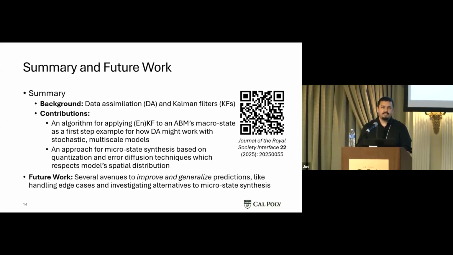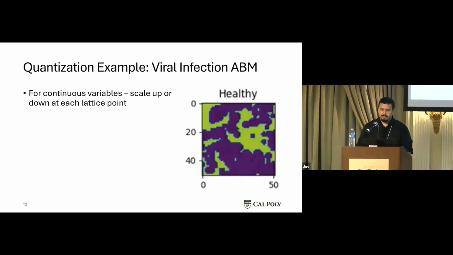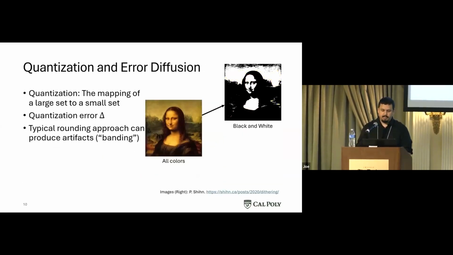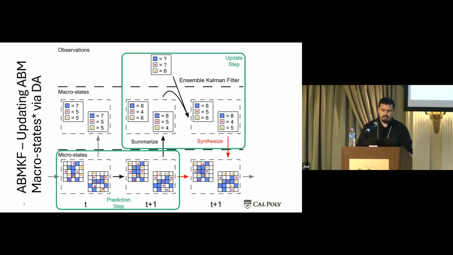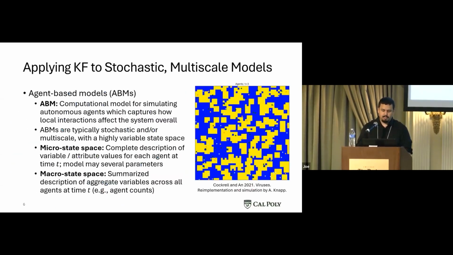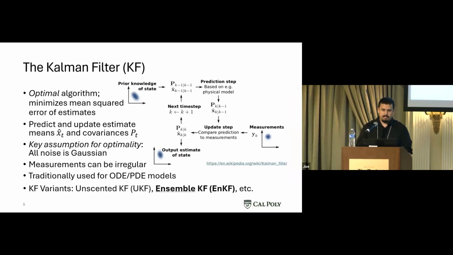Thank you for a great talk. Earlier in the talk, you mentioned that you like ensemble models. So I'm wondering, when you do microstate synthesis, would it be a good idea to synthesize an ensemble of microstates rather than just pick a particular one?